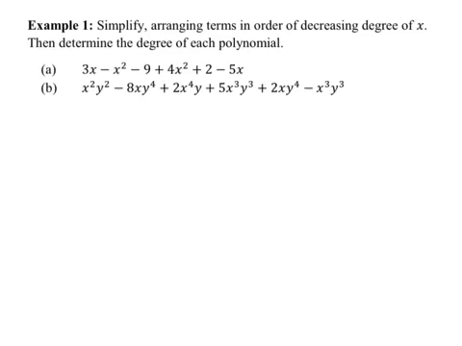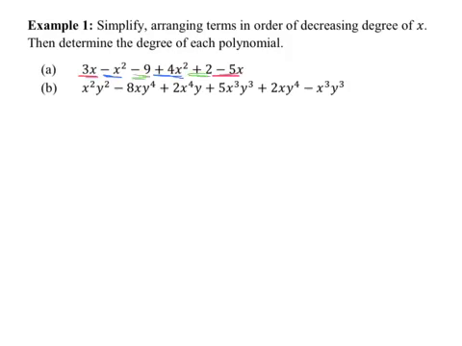Simplification means let's look for like terms. So we'll use our colors. These are like terms, 3x and -5x. These are like terms, negative x squared and positive 4x squared. And finally, these are going to be like terms here, negative 9 and positive 2.